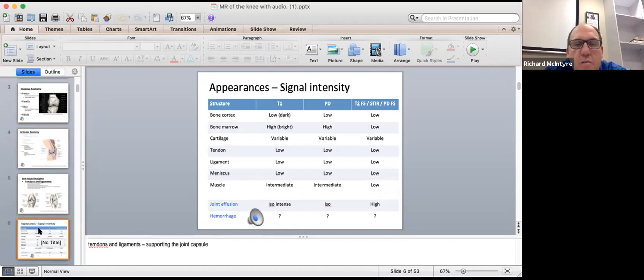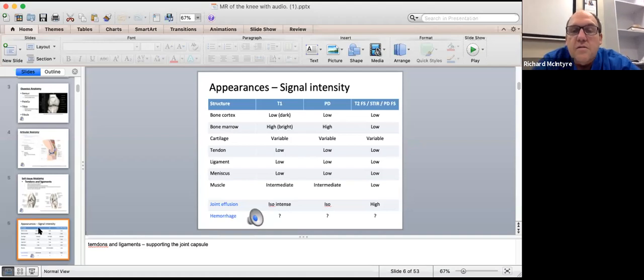Okay, so now we're going to just talk about the signal within all these structures. So we're going to show that the bone cortex has low signal. Okay, why does it have low signal? If we're in a lecture, I wouldn't go on until someone answered me, but because we're on Zoom, no one answers me. I can do a little dance. So the bone cortex is dark on all weightings. Anyone want to guess why?